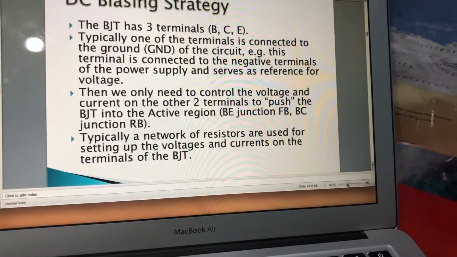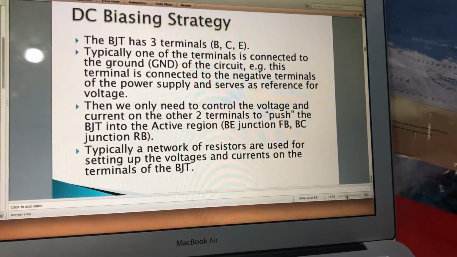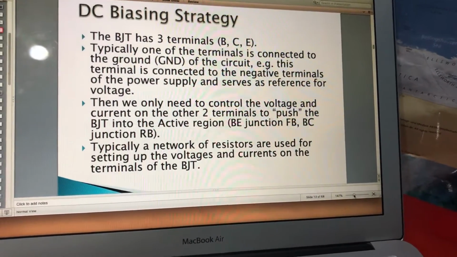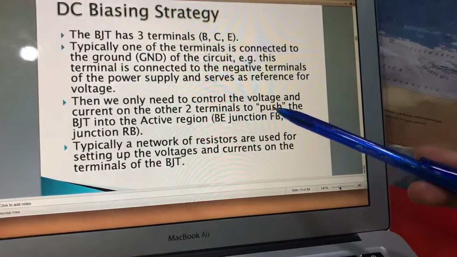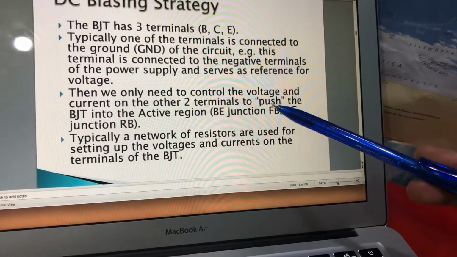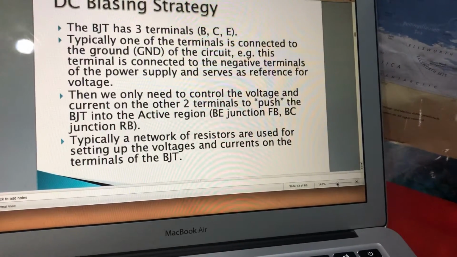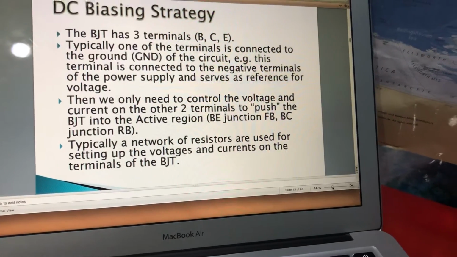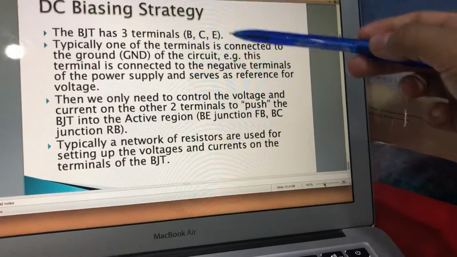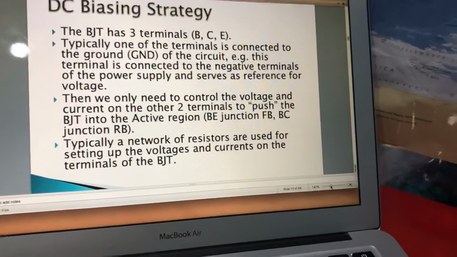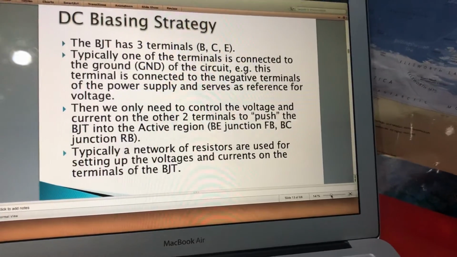So basically the BJT has 3 terminals, base, collector, emitter. Usually one of the terminals will be connected to the ground, and we need only to control the voltages and current on the other 2 terminals. When we put a certain voltage and current at the terminals of B, C, E here, then we can force the BJT to be in the desired region.